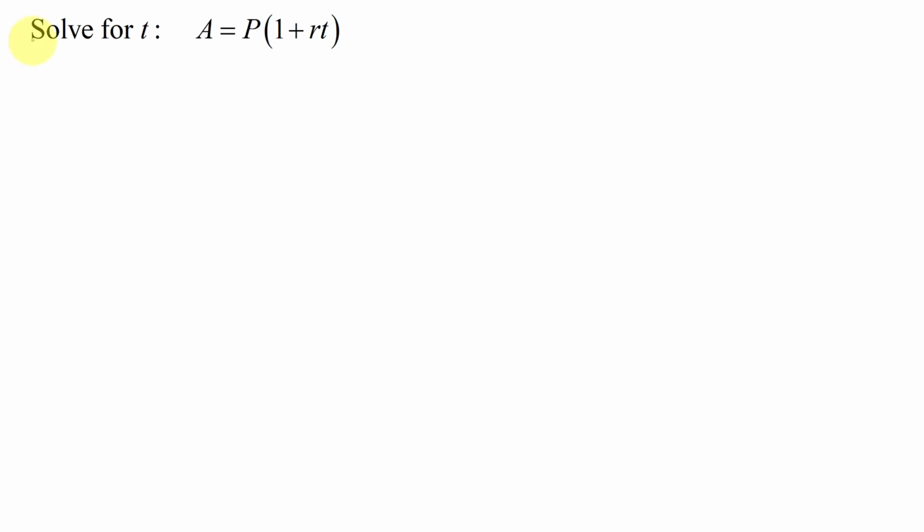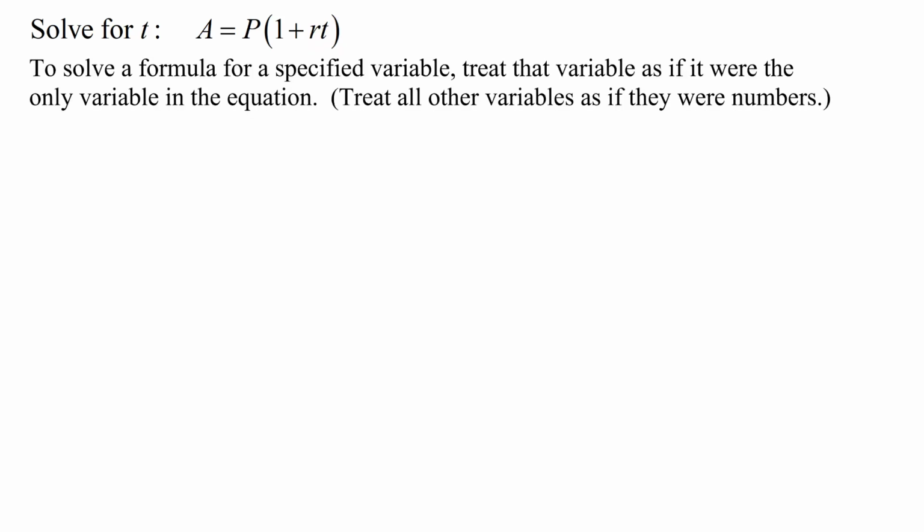In this example, I need to solve for t in the equation a equals p times the quantity 1 plus rt. This type of equation is often called a literal equation or formula, and in fact this is the formula to calculate the ending balance of an account that is invested with simple interest. So quickly reviewing, to solve a formula for a specified variable, treat that variable as if it were the only variable in the equation. Treat all other variables as if they were numbers.